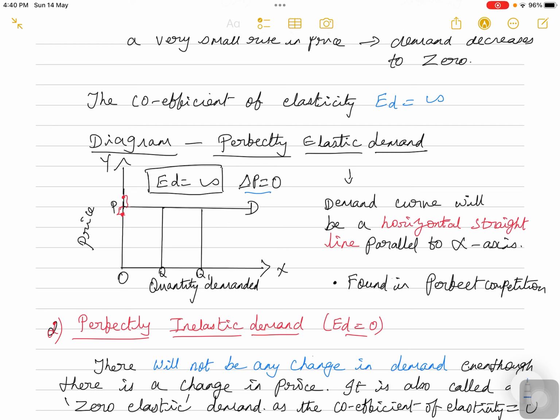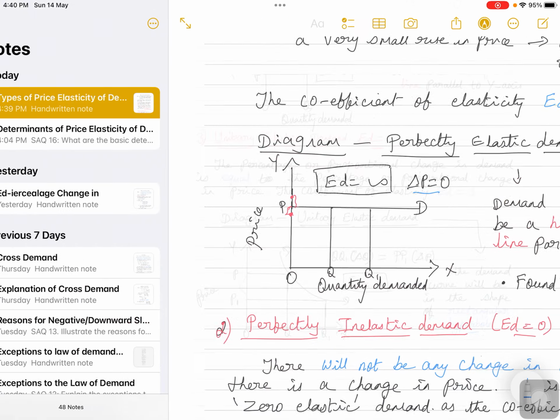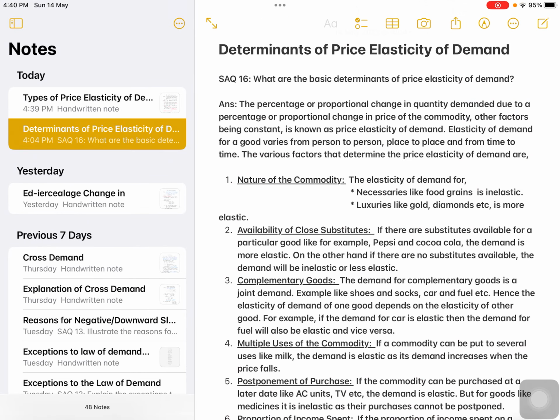Okay, so now we will go through what are all the factors that determine the elasticity of demand. Why, for what type of commodities will the change in demand be more, and for what type of commodity will the change in demand be lesser? So that is the answer. Now you will be able to understand that there are different elasticities of demand for different commodities. Okay, moving to the main answer now.